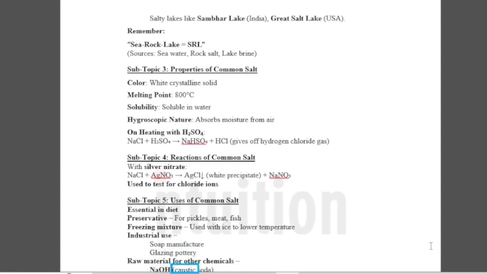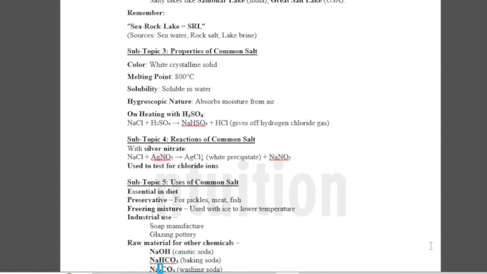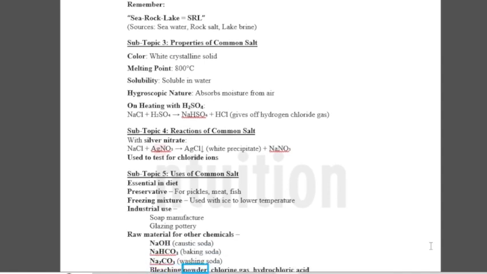Raw material for other chemicals: NaOH, caustic soda; NaHCO3, baking soda; Na2CO3, washing soda; bleaching powder, chlorine gas, hydrochloric acid.